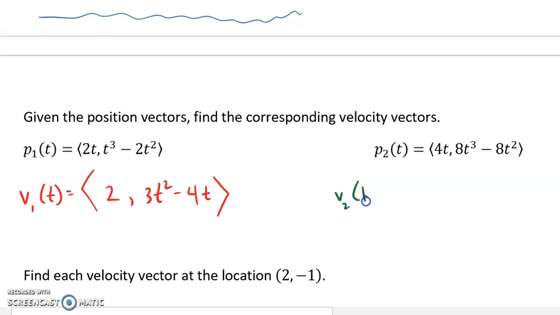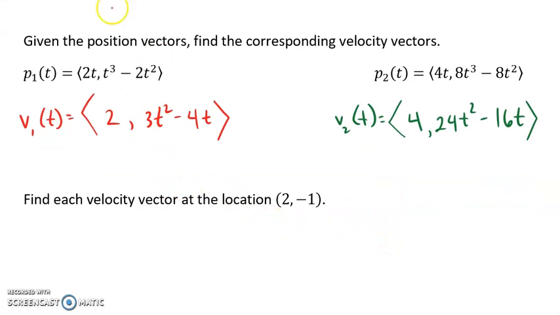V2 of t is going to work the same way, clearly. We'll have a 4, and then we'll have 24t squared minus 16t. All right, great. So we know that each of these particles passes through the point 2, negative 1, or if we don't, we can show that they do by figuring out the t-value. So for example, if x equals 2, then t equals 1 for this guy. And if t equals 1, then y equals 1 minus 2, or negative 1. So 2, negative 1 checks out over there.